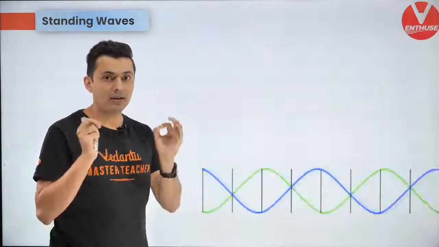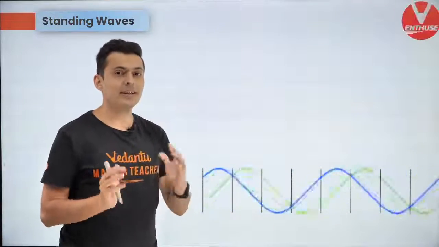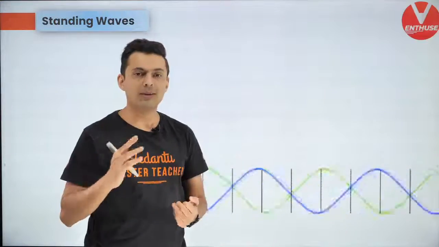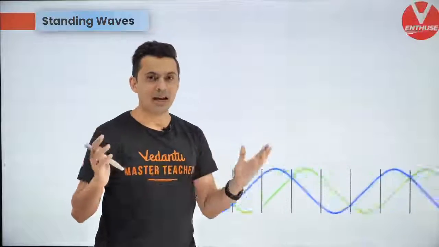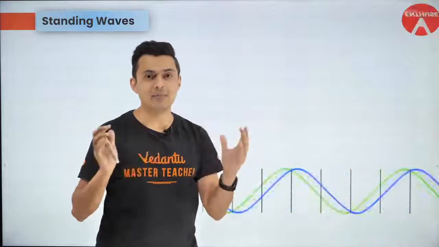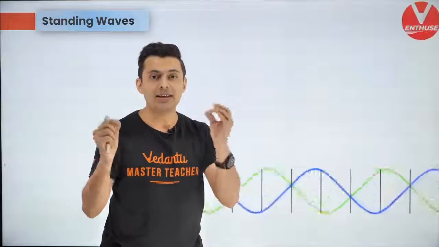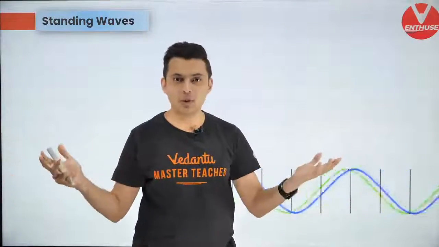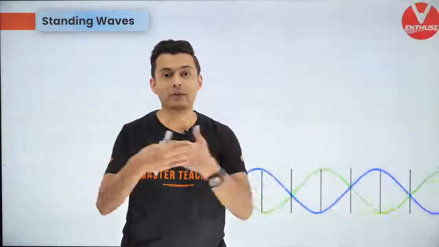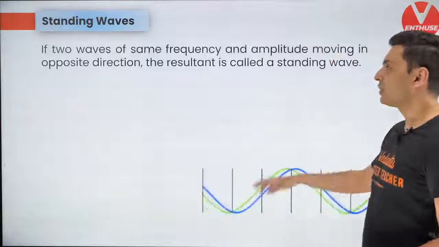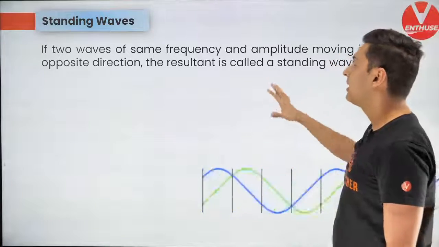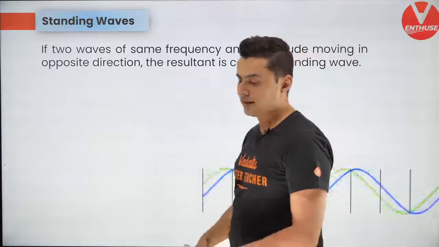In total effect, the resultant motion will be such that the energy will neither end up going from left to right nor from right to left. The energy will be trapped and confined in some region. That is basically called a standing wave, because the energy is trapped, it has nowhere to go. So there is no net flow of energy. That is the meaning of standing wave. Correct. So if two waves of the same frequency and amplitude move in opposite directions, then the resultant is called a standing wave. That's the definition.